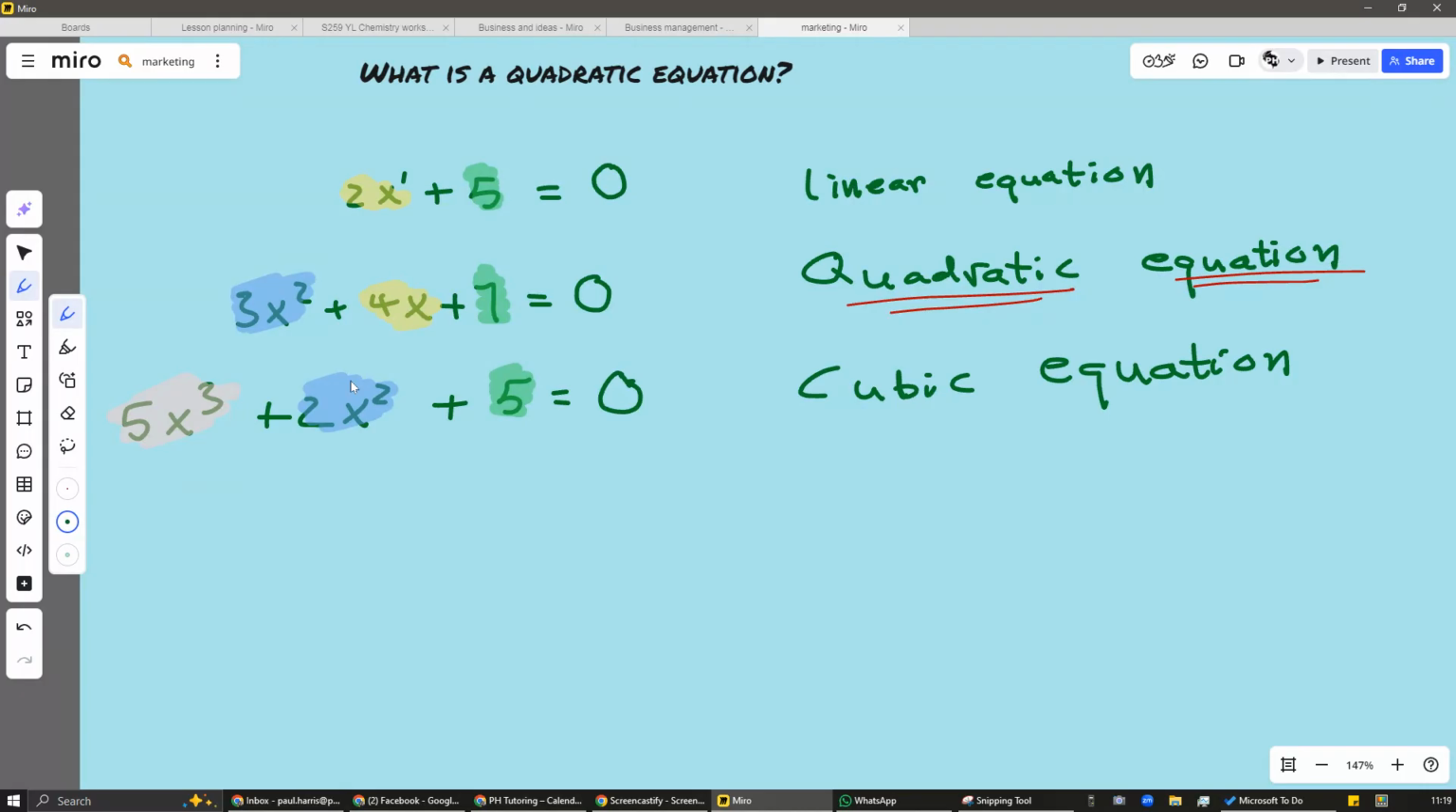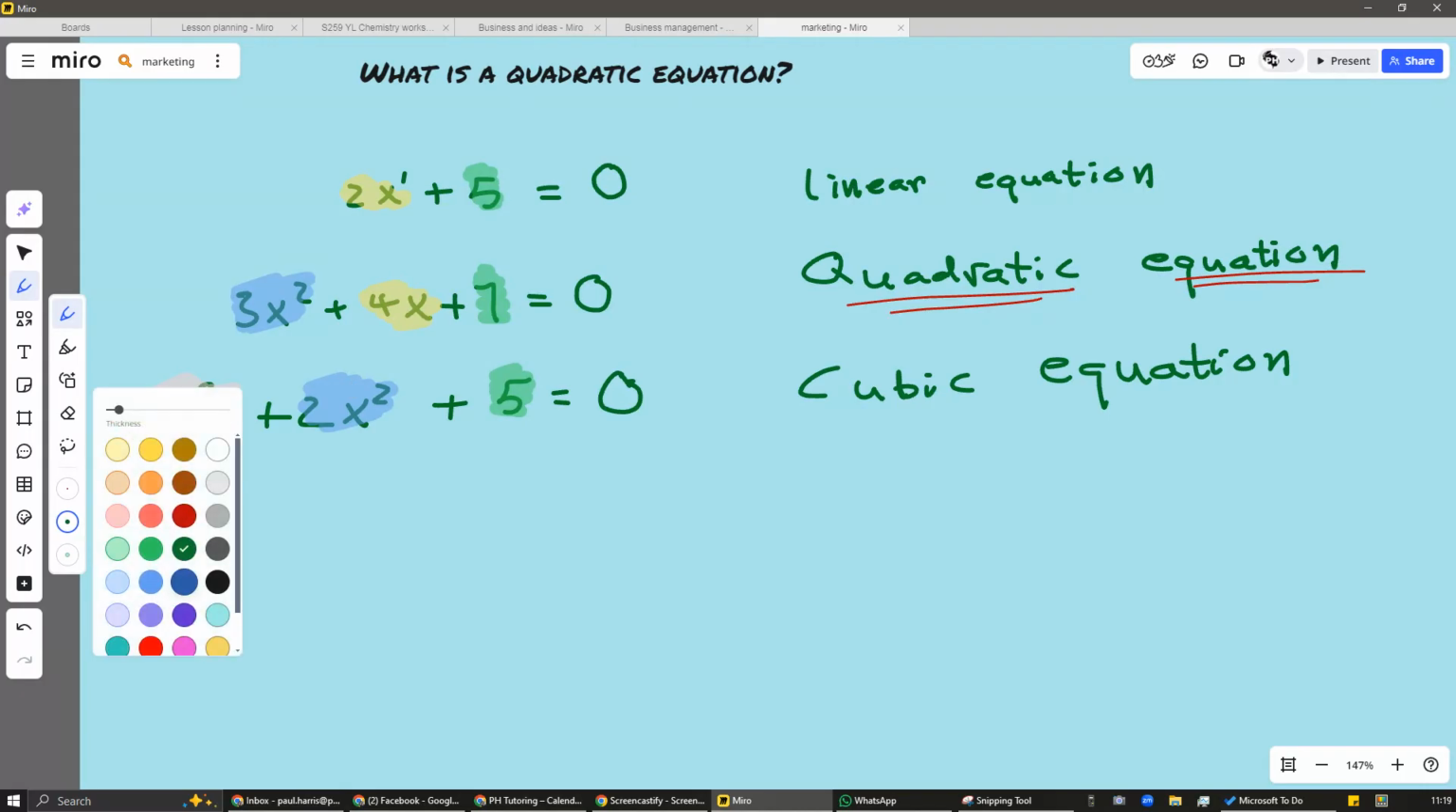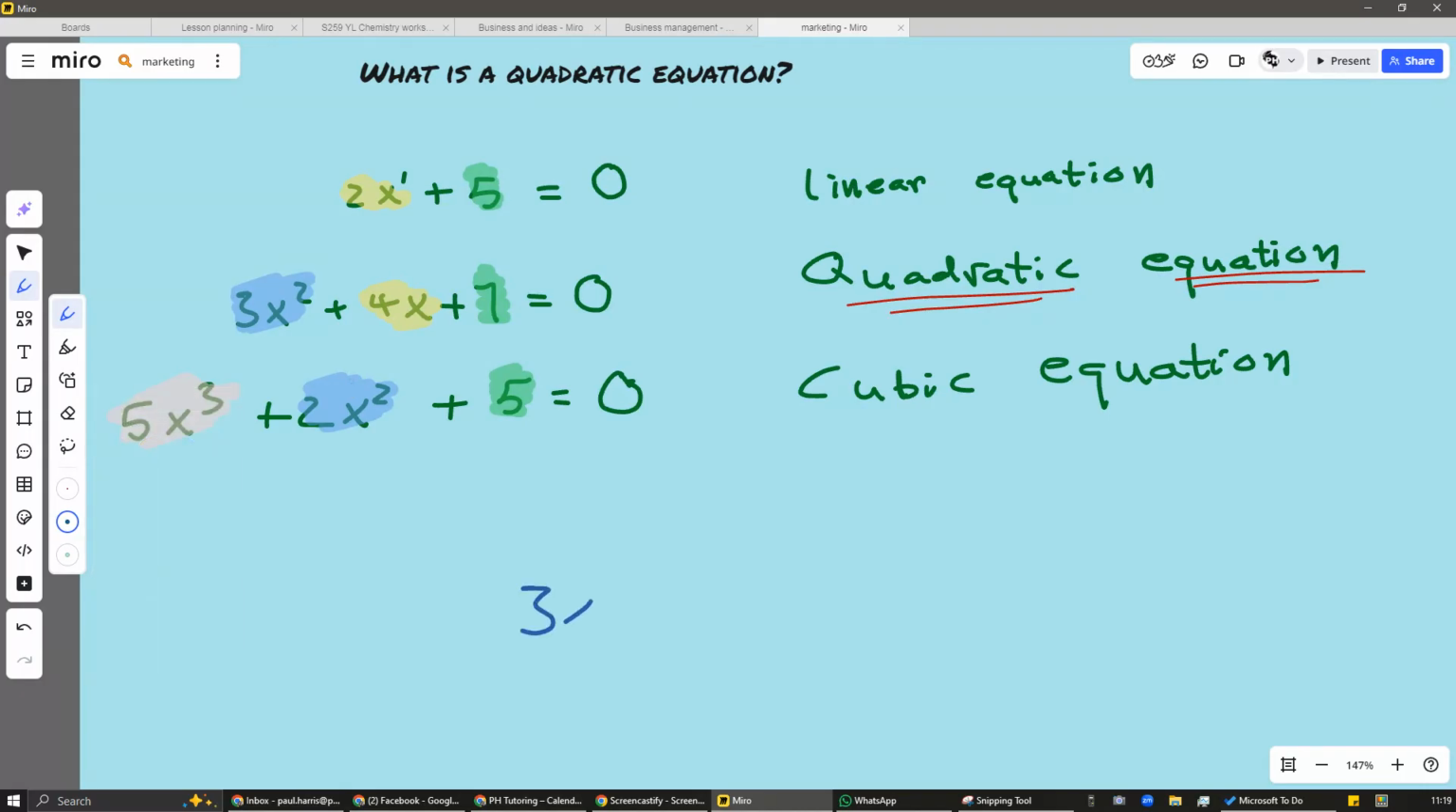Let's rewrite that one, maybe in a different color. And if we try to solve this equation using our tools from our linear equation work, we will see that it's impossible. So what I would do first, if I was going to solve it in the way I solve linear equations, is I'd minus the 7 from both sides. That leaves me with 3x squared plus 4x is equal to negative 7.